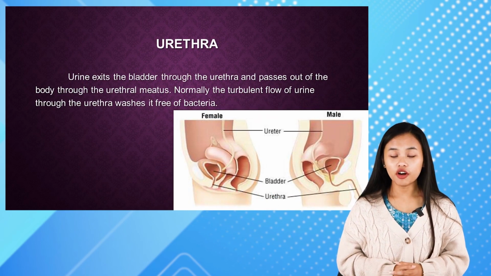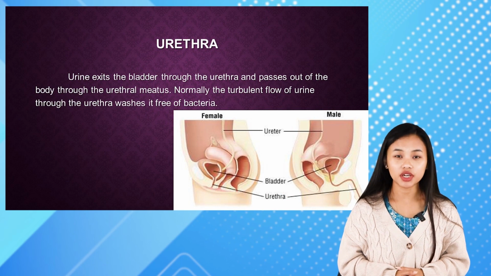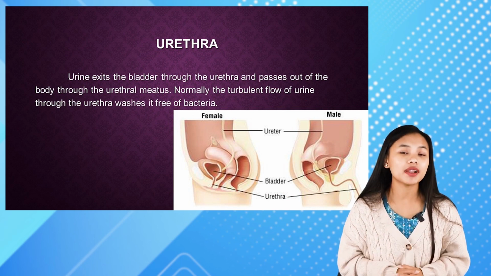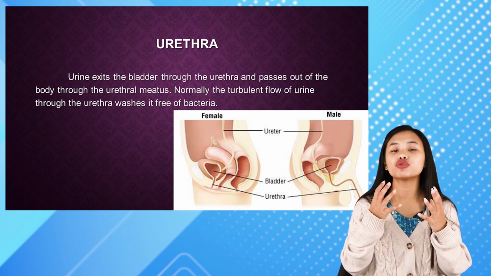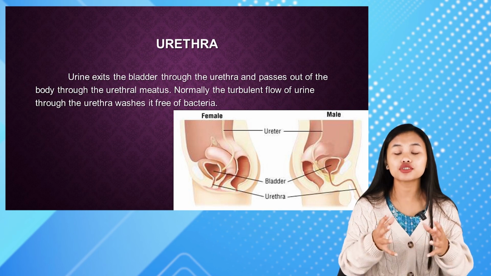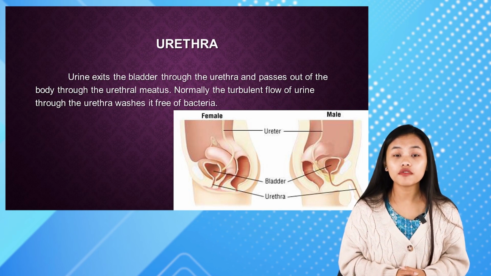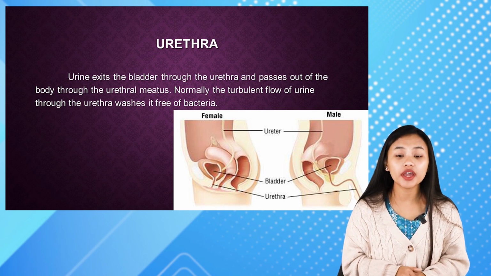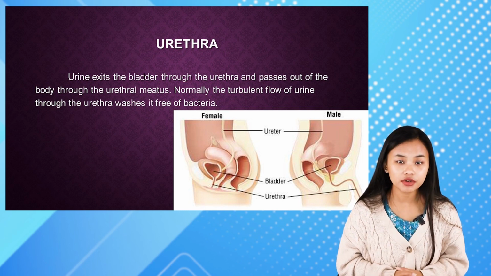So now let us move on to the last one, which is the urethra. Here, the urine exits from the bladder into the urethra and passes out of the body through the urethral meatus. Normally the turbulent flow of the urine through the urethra will wash it and also make it free from any bacteria.